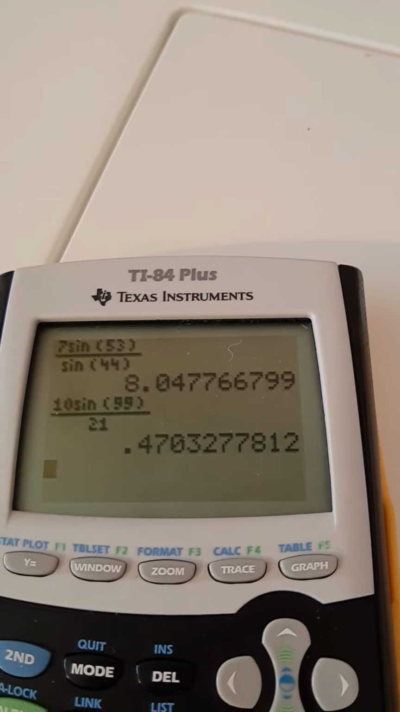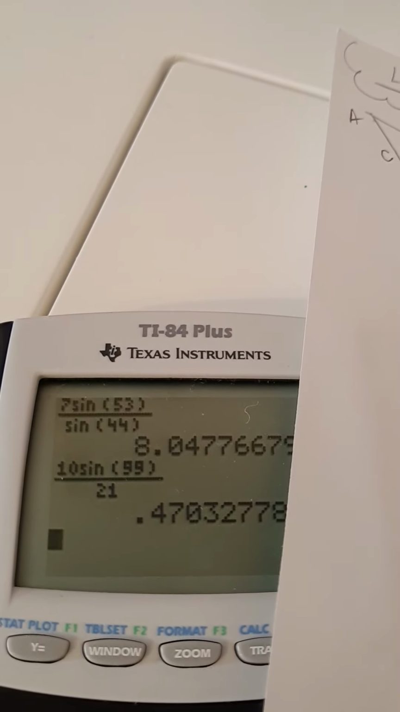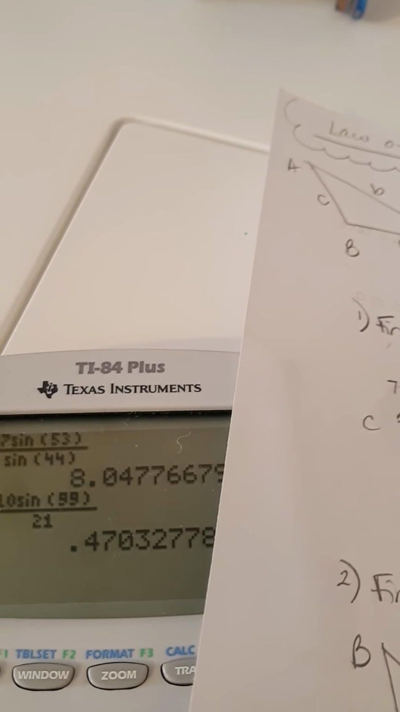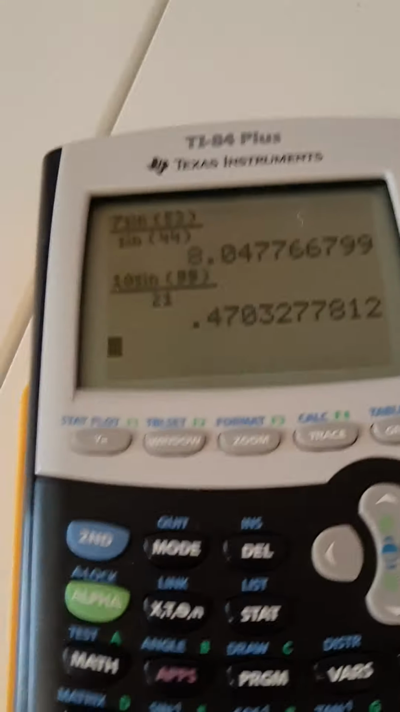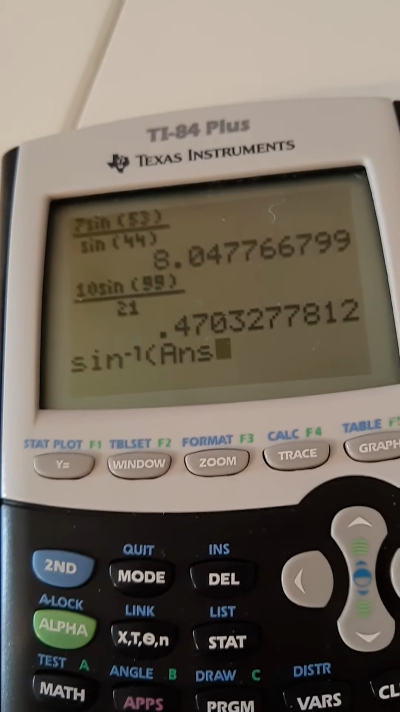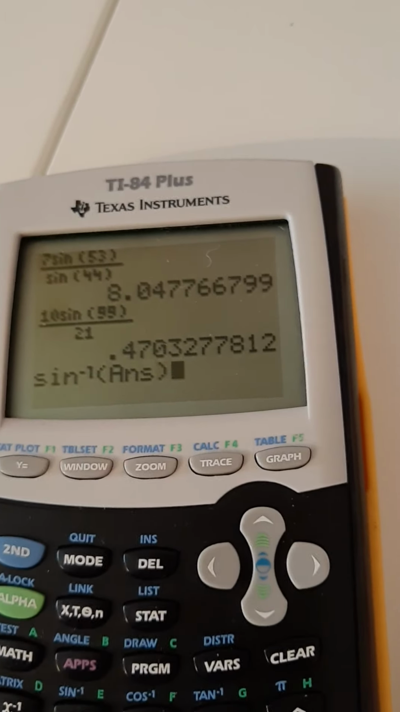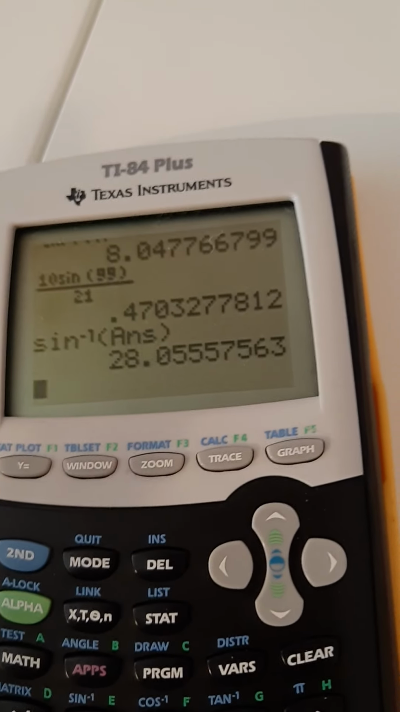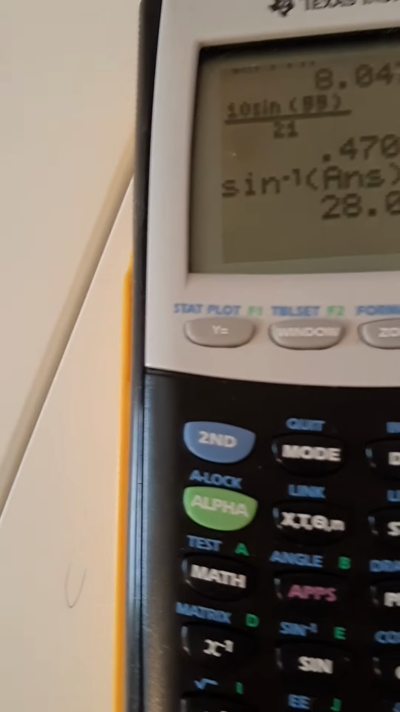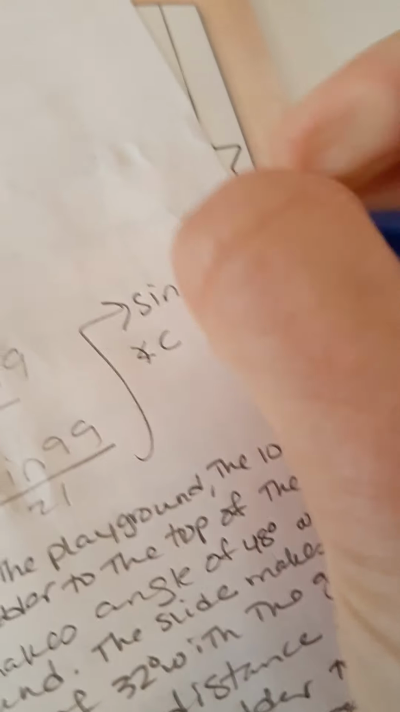And that gives 0.47 blah, blah, blah. So then in order to find the angle measure, you hit second sine and then second negative sign. And that types in the whole answer, so you don't have to type in 0.4703, etc. So to the nearest integer would be the nearest whole number, so 28. So angle C is 28 degrees.